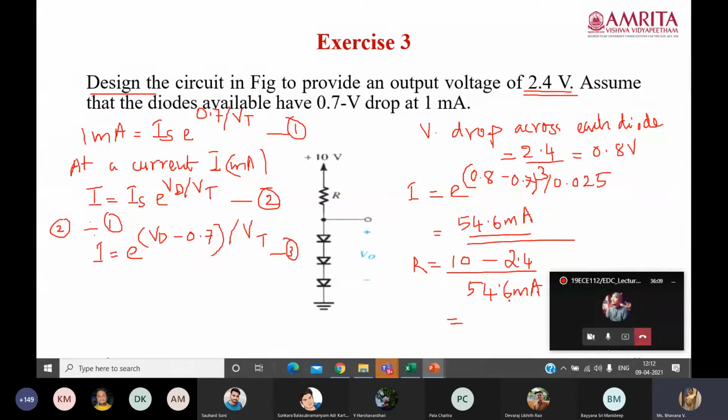Units are very, very important. Instead of kilo ohms, if you write ohms, you will not get the answer. You will not get marks. It makes a lot of difference, kilo and ohms. What is the answer?